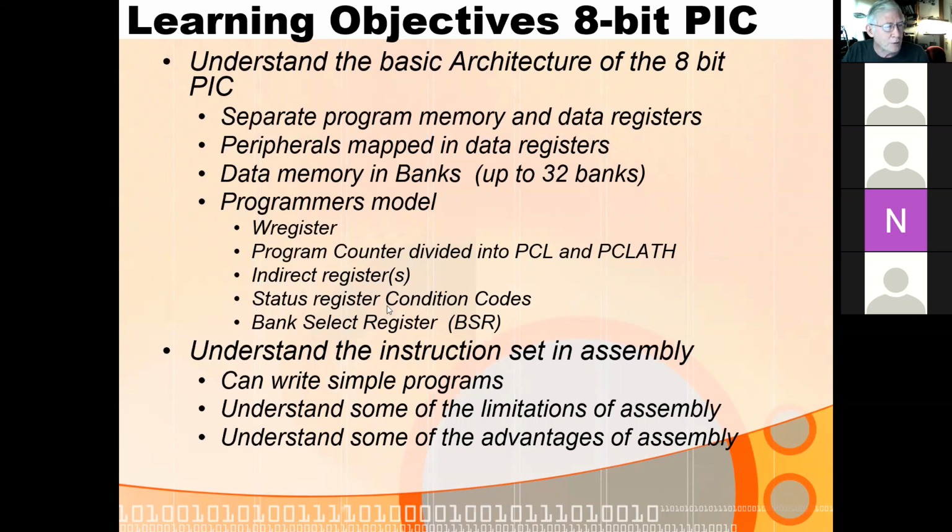And then we have a status register, which holds our condition codes, typically a carry code and a 0 code. And then we also have one other code called a half carry code, which we probably won't use.